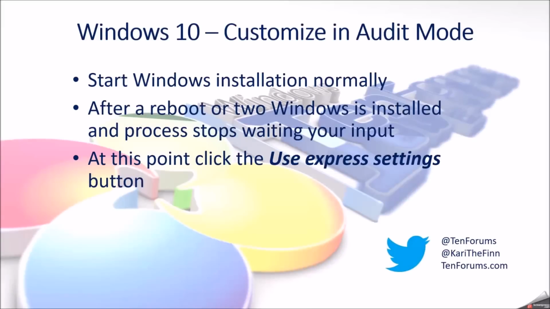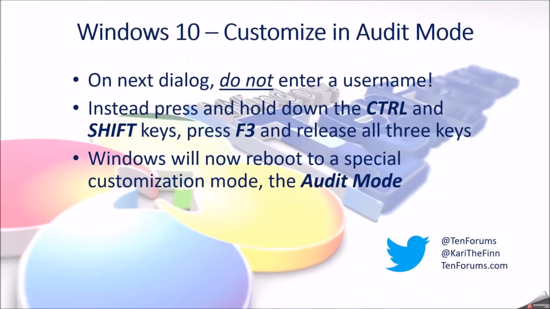Start the Windows installation normally. After a reboot or two, Windows is installed and the process stops, waiting for your input. At this point, click the Use Express Settings button. On the next dialog, do not enter a username. Instead, press and hold down the Ctrl and Shift keys, press F3 and release all three keys. Windows will now reboot to a special customization mode, the Audit mode.